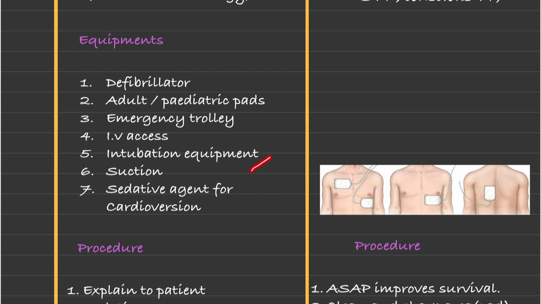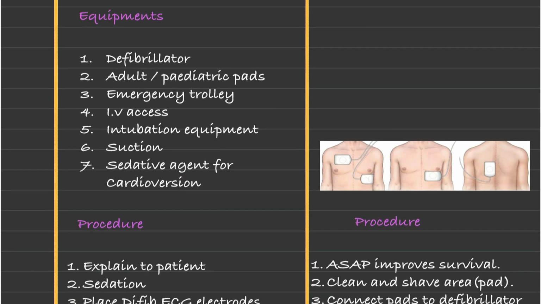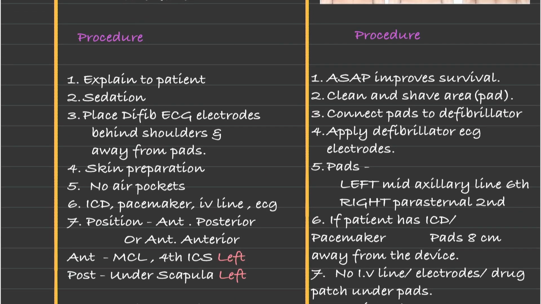We have to be ready for intubation and suction should be present. If cardioversion has to be done, sedation has to be given to the patient. So sedative agents are required for cardioversion. After equipments, how to do a procedure. First, we will discuss cardioversion.